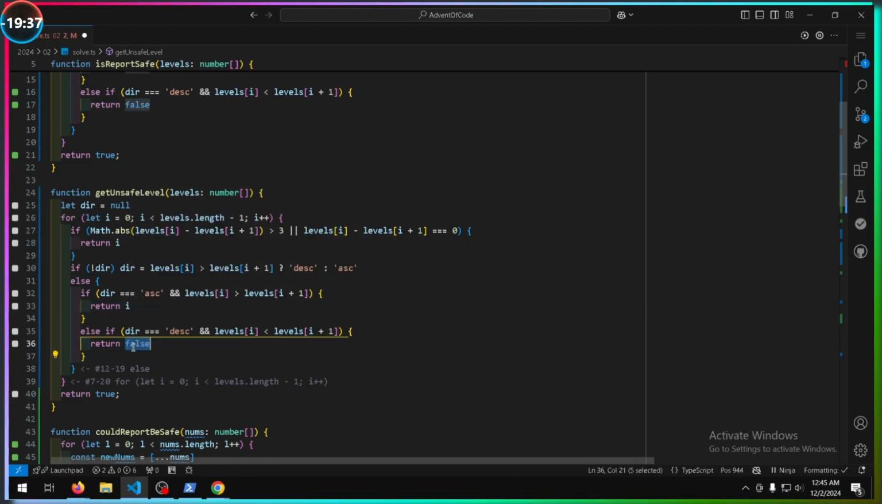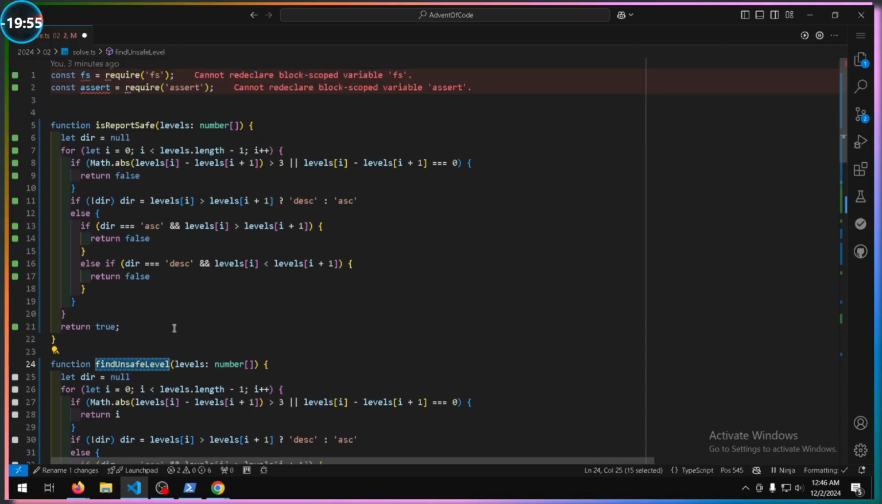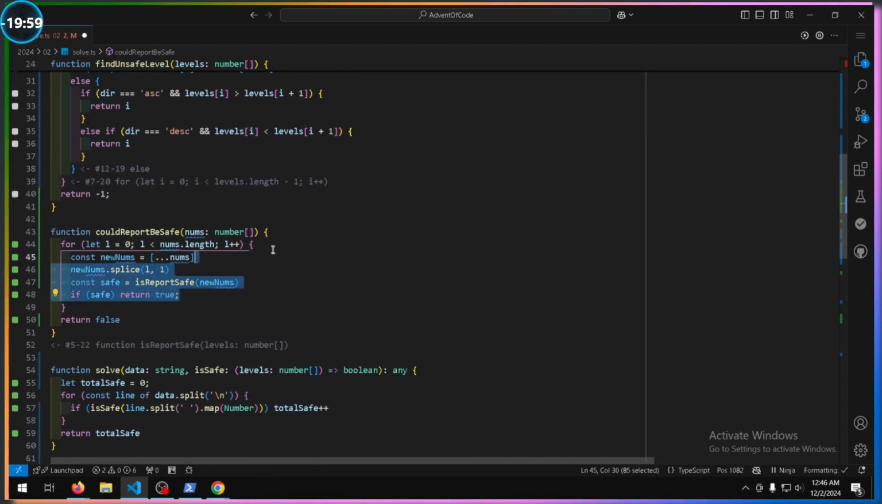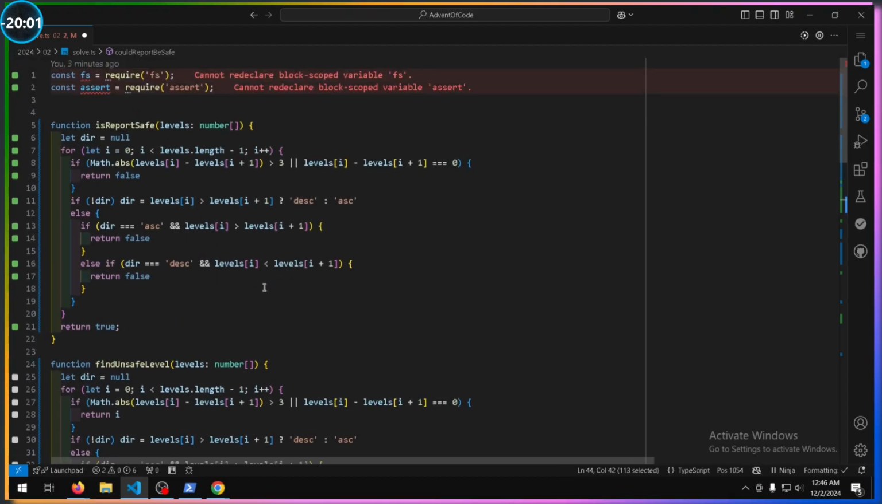Who's the problem child? And if there is none, we're going to be kind of like a find method. So we're going to say find unsafe level and return -1 if you never find anything. So this is kind of like a find index. So we do that, and now we've done that. It's like, why do we do that? Don't worry about it. We're going to use this so we can optimize our could report be safe.